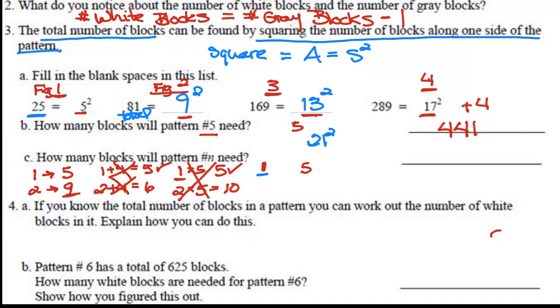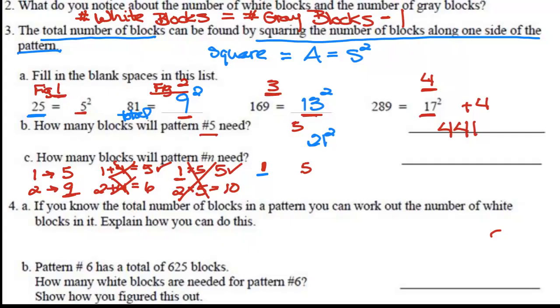Let's try multiplying by 2. So can I multiply by 2 and then I'd have to add 3? Does that work for this one? 2 times 2 is 4, plus 3 is only 7. So we need to go higher than that. So let's try back over here.